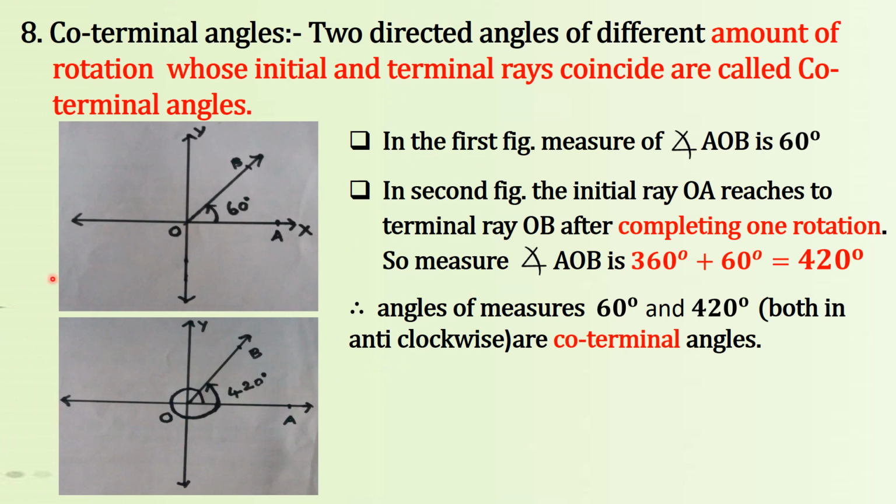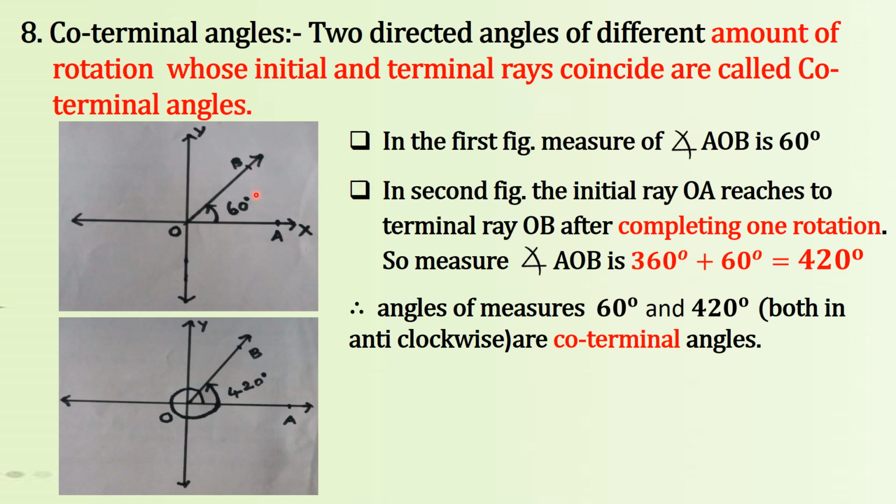Next, coterminal angles. Two directed angles of different amounts of rotation, that means different measures, whose initial and terminal rays coincide are called coterminal angles. That is, the initial and terminal rays of two different angles are the same. Then we call them coterminal angles.